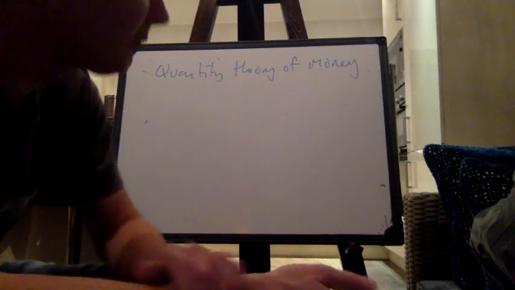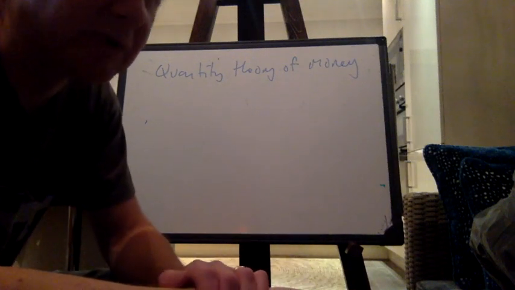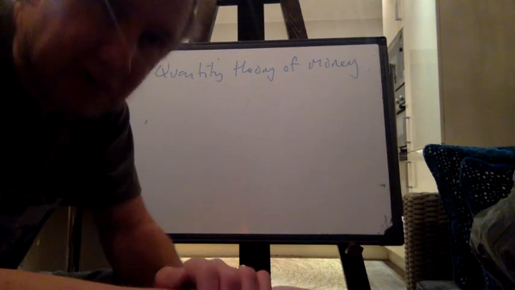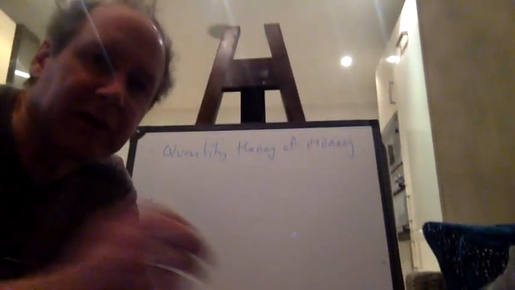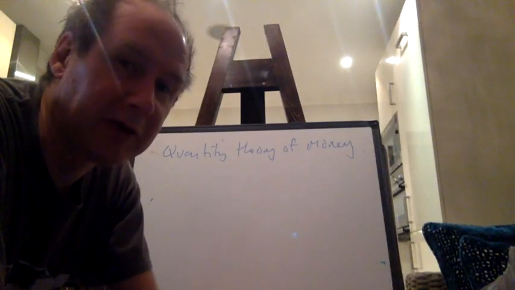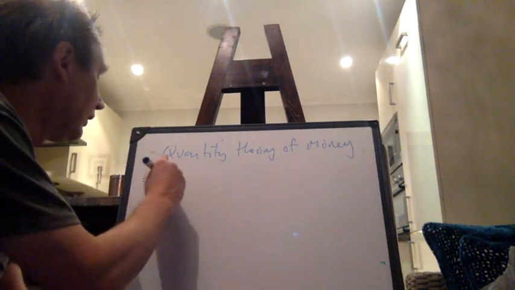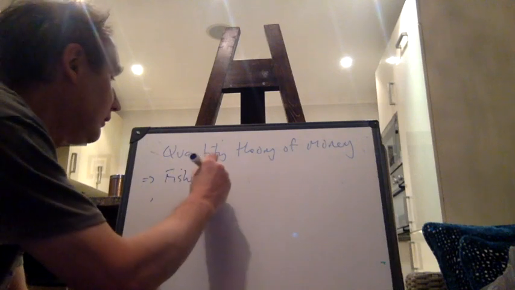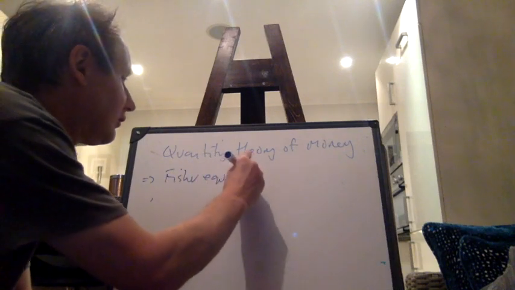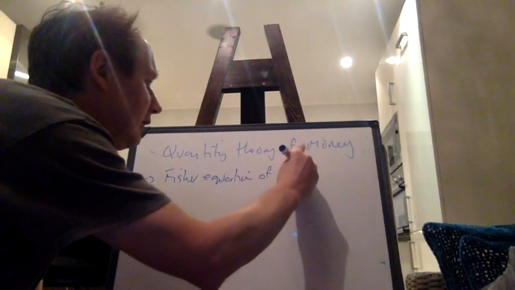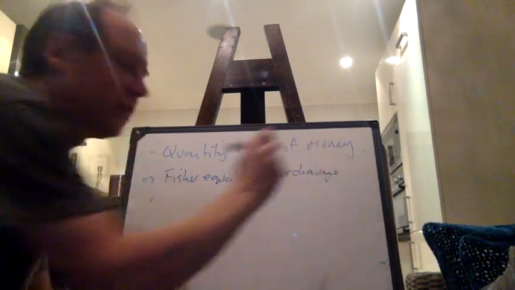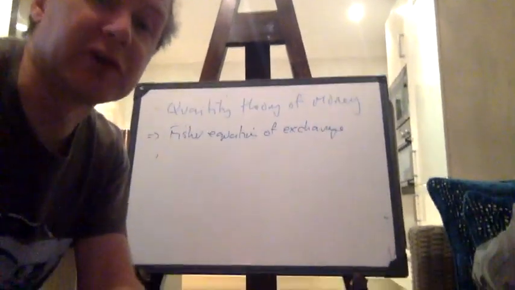Okay, I'm going to do 10 minutes on the quantity theory of money. Someone's asked me to do something on it. So the quantity theory of money, at heart, is based on something relatively simple. It is based on something called the Fisher Equation, the Fisher Equation of exchange. And this is essentially quite uncontroversial.